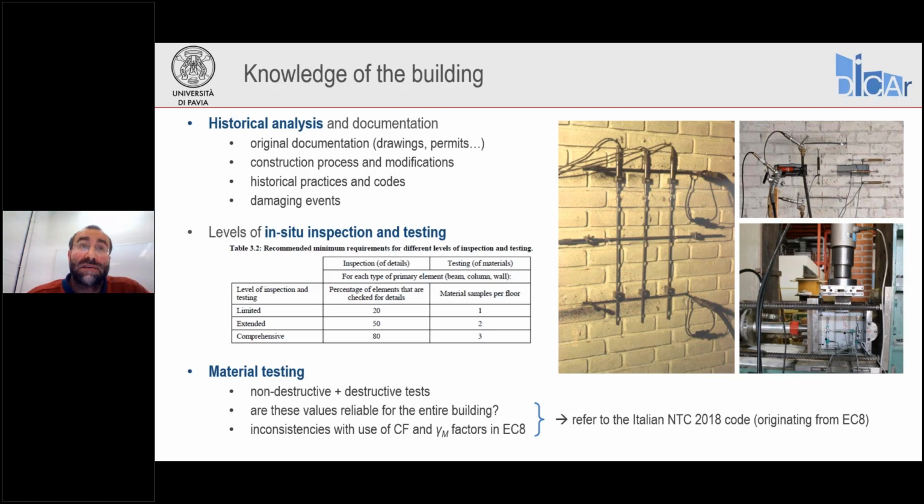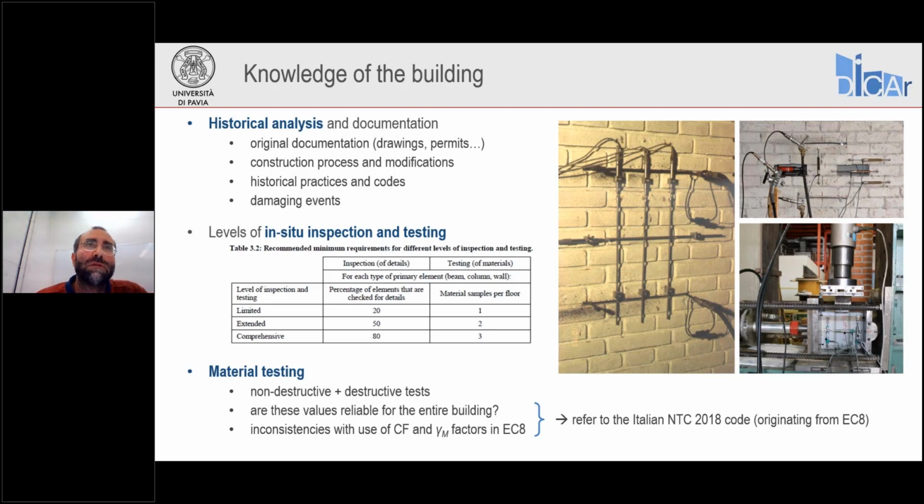Well, we'll see that the Eurocode doesn't tell us much. It says that we can refer to other sources of information, but it doesn't specify which ones. With the Italian code, the so-called NTC 2018, we find some guidelines on what reference values to use to integrate the results of on-site testing. Another little problem that we find in Eurocode 8 is related to the application of confidence factor and partial factors gamma m to the material properties.